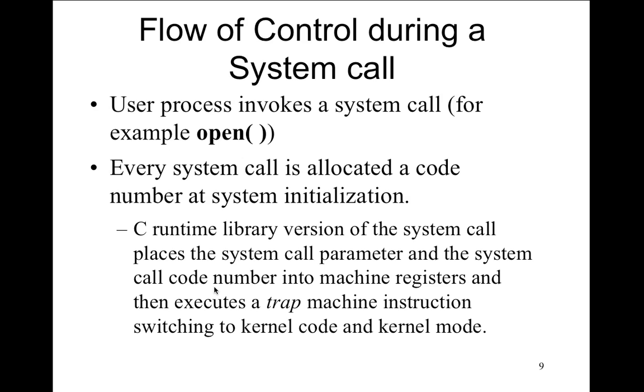So the user process invokes a system call, for example, open. And then every system call is allocated a code number. So open is human readable, so you have to put that into like a number, hexadecimal number. 15272, I don't know, some number that the kernel is going to keep track of. And each system call has its own number.